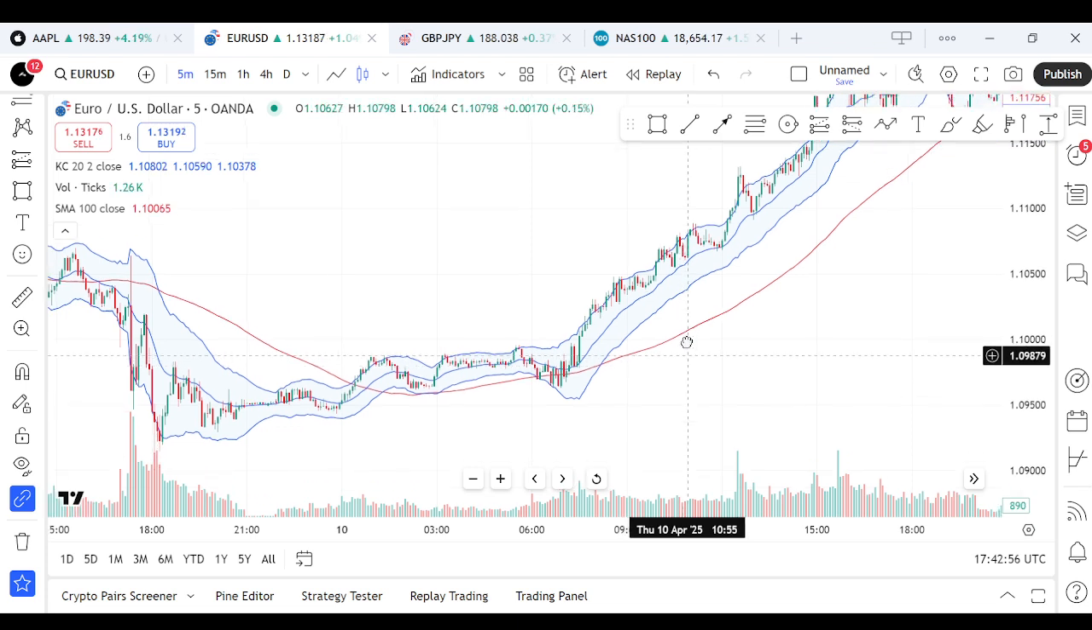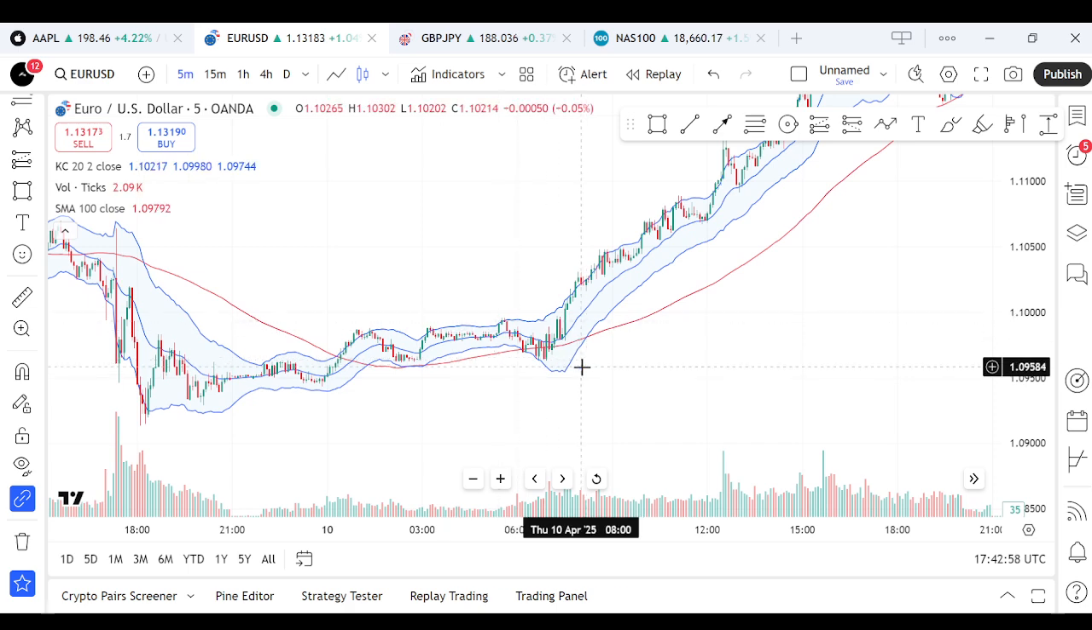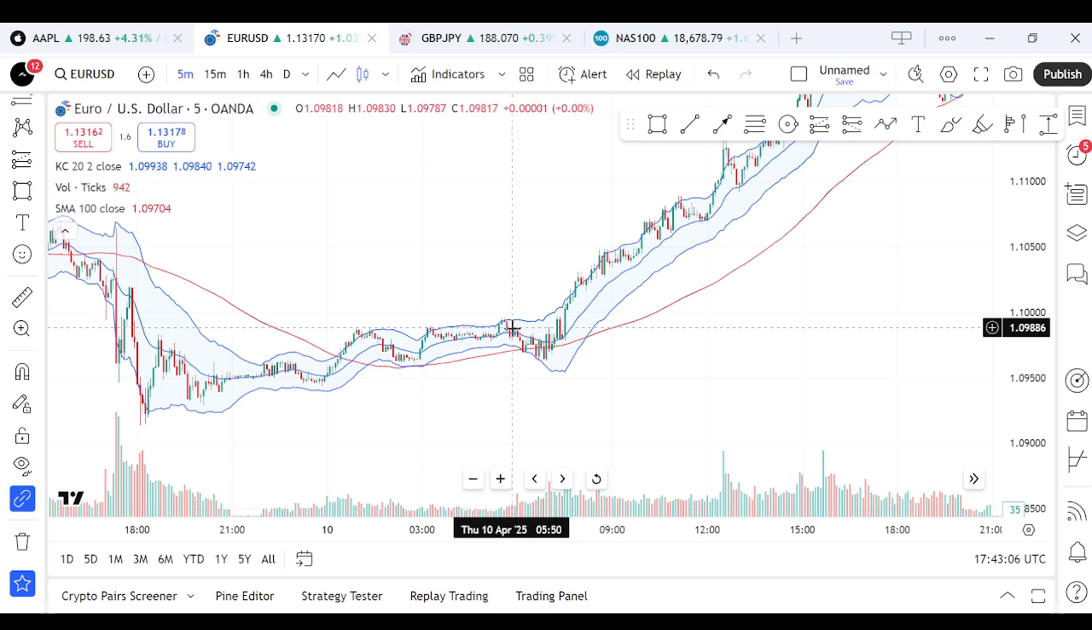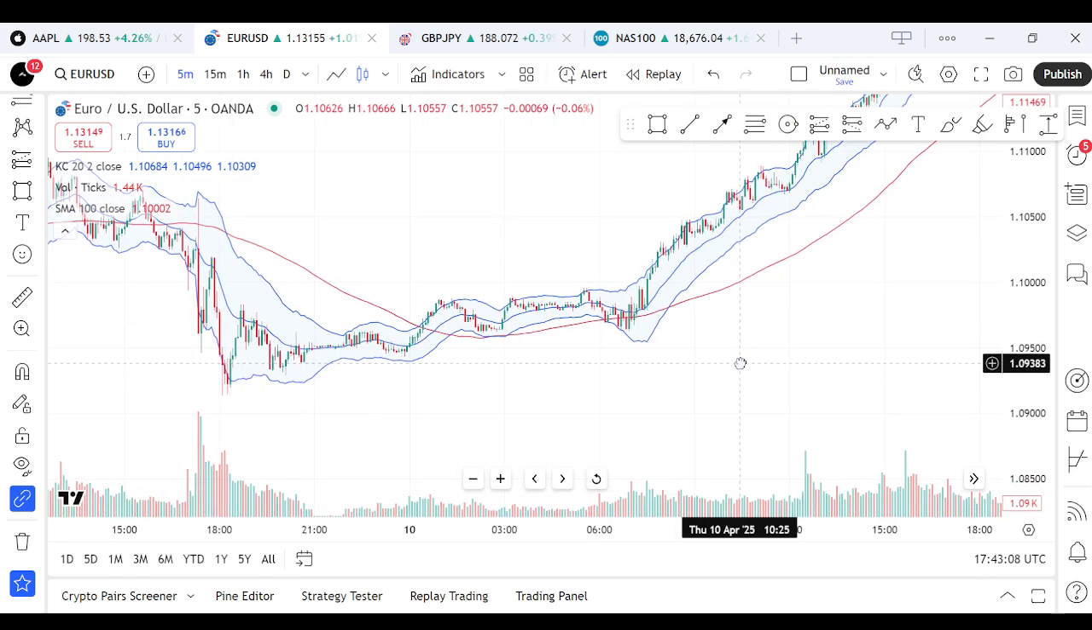But before that, you should always wait first, confirm the trend, wait for price to pull back to the middle of the 20 period EMA, and this pullback serves as your signal to prepare for a potential trade in the direction of the trend. But before that, do not just enter, confirm your momentum.